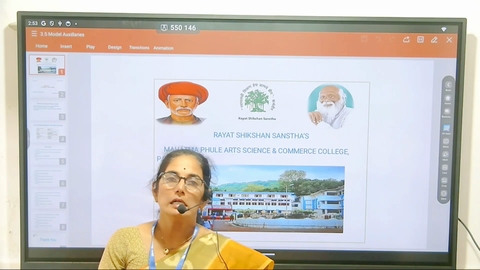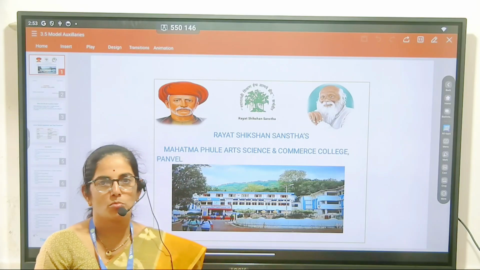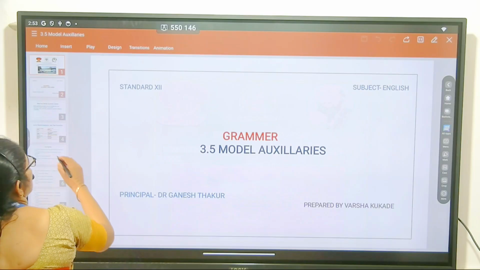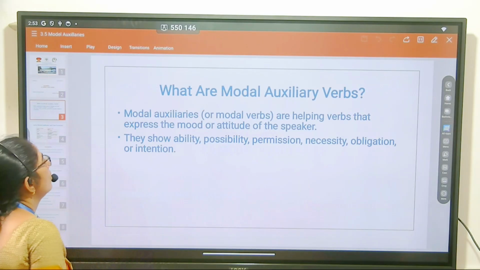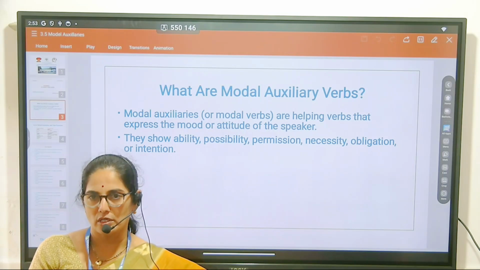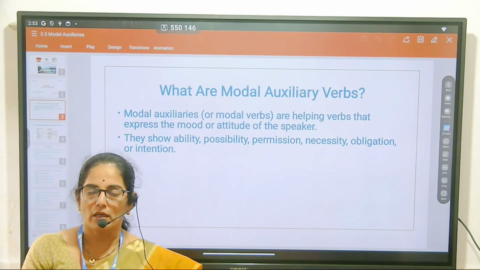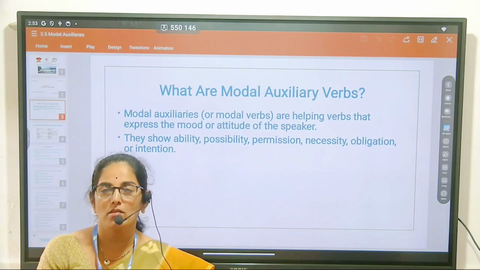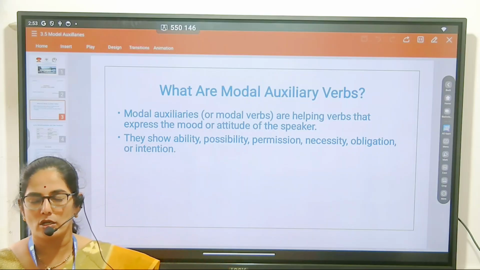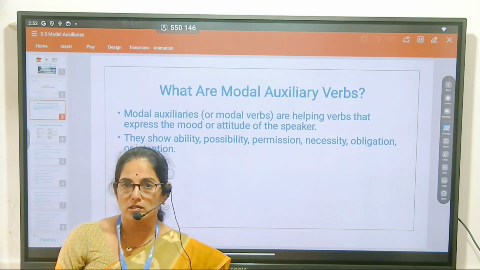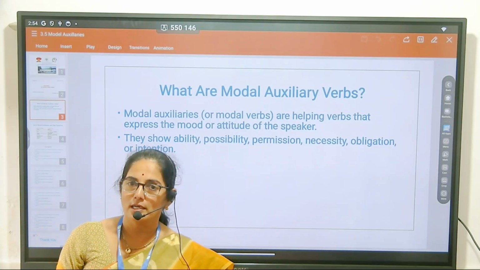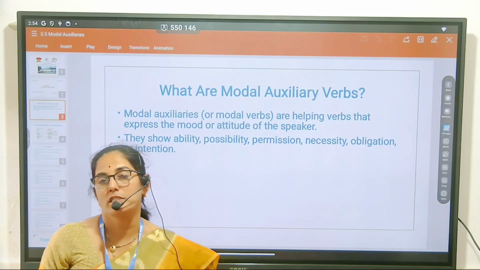Today we are going to learn a grammar part, that is modal auxiliary. Now, let's see what the modal auxiliaries are. Modal auxiliaries or modal verbs are the helping verbs which we use in sentences that express the mood or the attitude of the speaker. If you use modal auxiliaries in a sentence, that sentence expresses the attitude, or tells us the mood of the speaker.